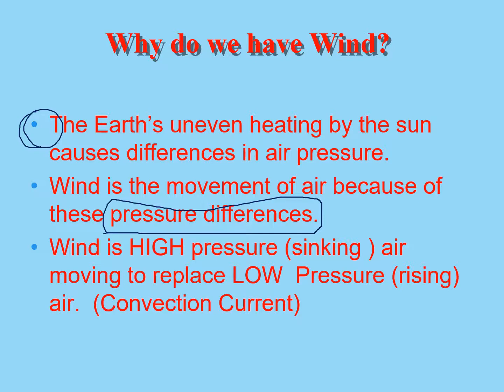It's all about the differences in pressure. If air were the same pressure, there's no reason for it to flow from here to there. But because they're different pressures, which again are different temperatures, those air particles have to move in those convection currents. So wind is high pressure, sinking air, rising or moving to replace low pressure, rising air, in what we call a convection current.